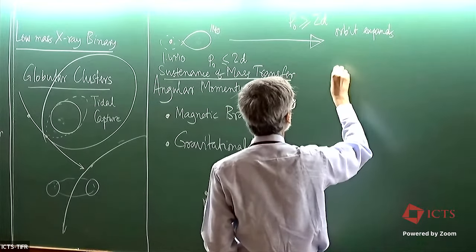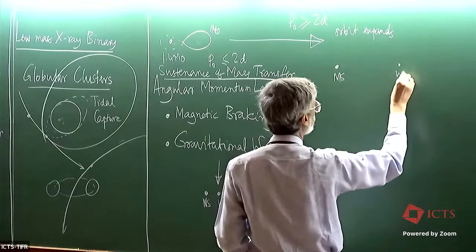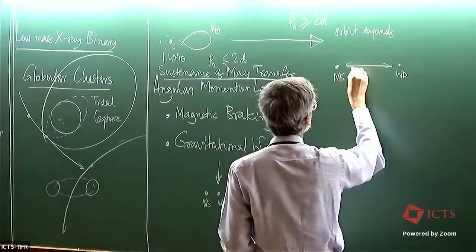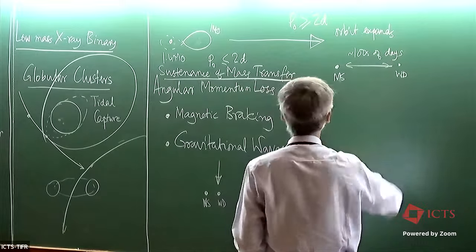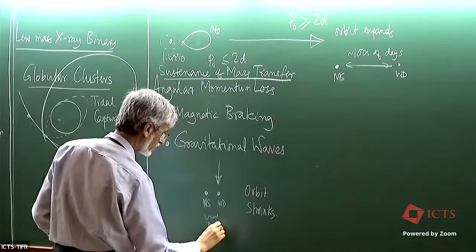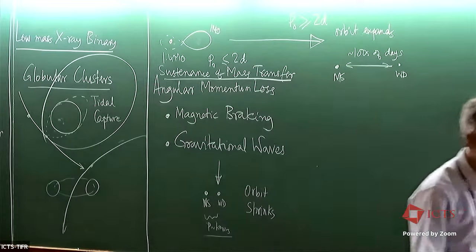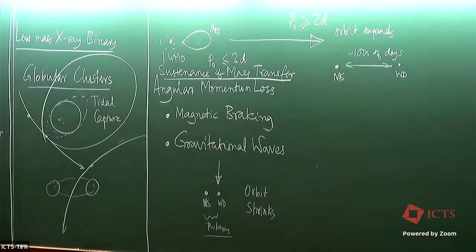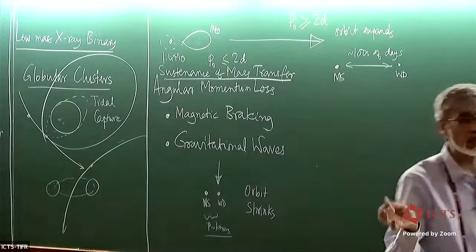And you'll be left with a neutron star with again a low mass white dwarf with hundreds of days orbital period. Here the orbital period is of hours. Remnants of both kinds are seen. And in both cases, as you can see, it's a really slow process.